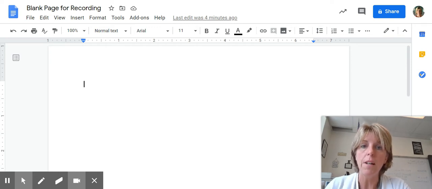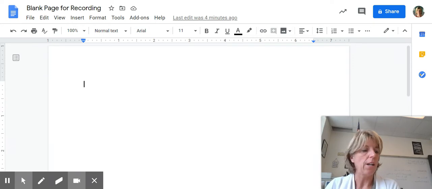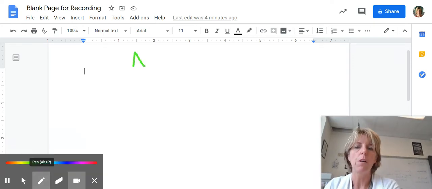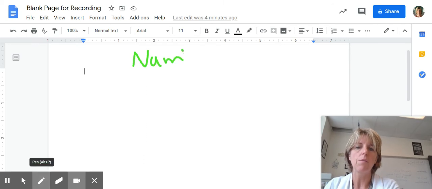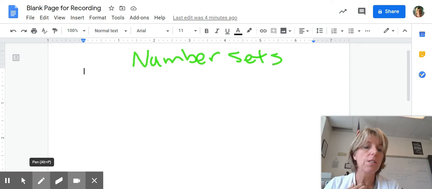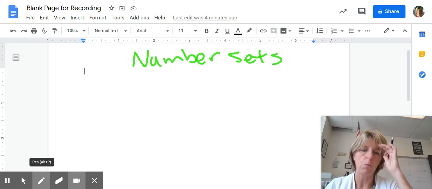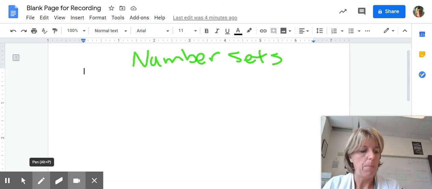So grab your notebook and let's throw this into your notebooks. So the title is going to be number sets. Understanding the relationship between different numbers. So number sets. Okay, so there are different groups of numbers. There's little groups of numbers up to bigger groups of numbers. And I like to think of them in terms of buckets, along the way.